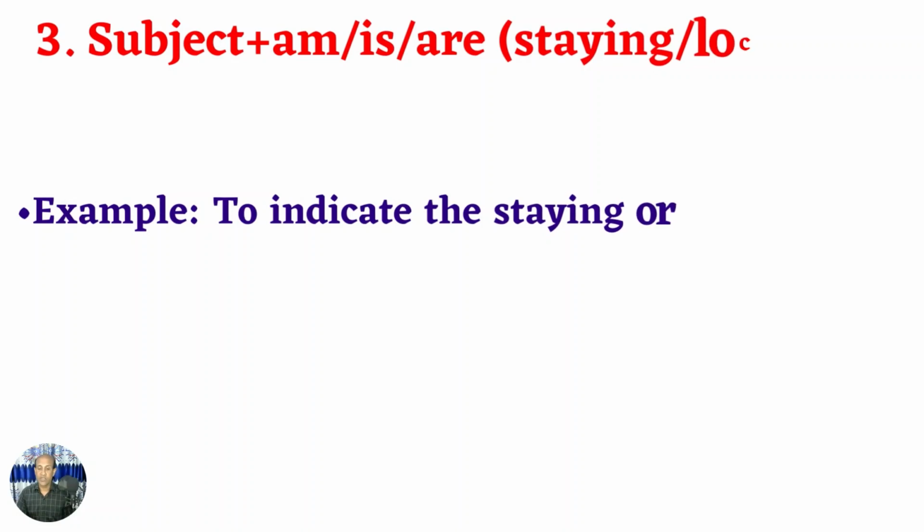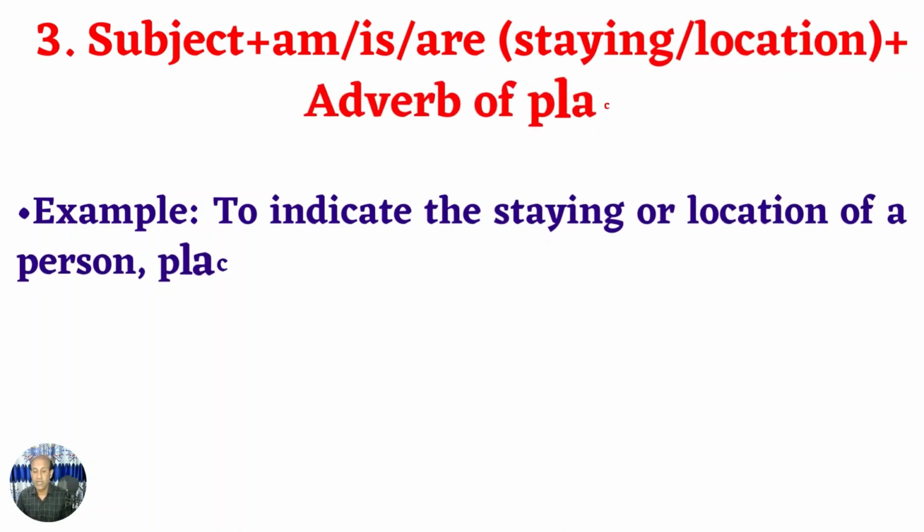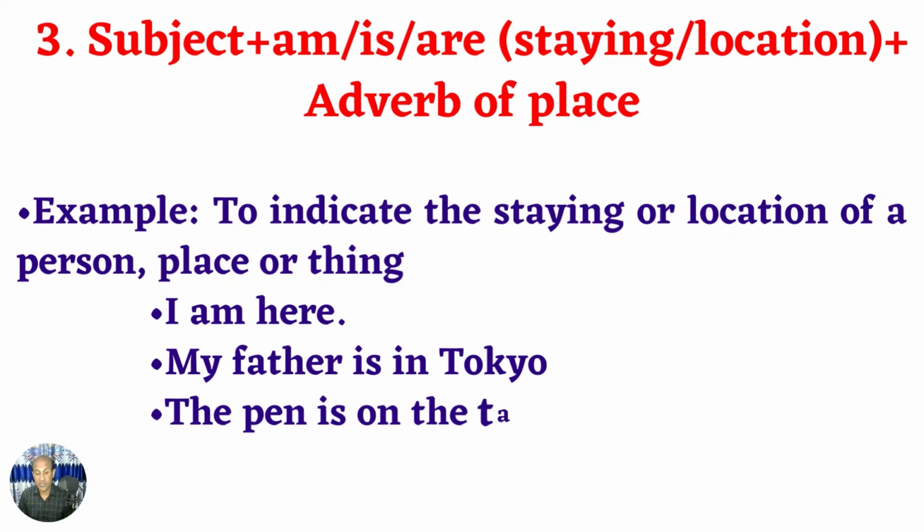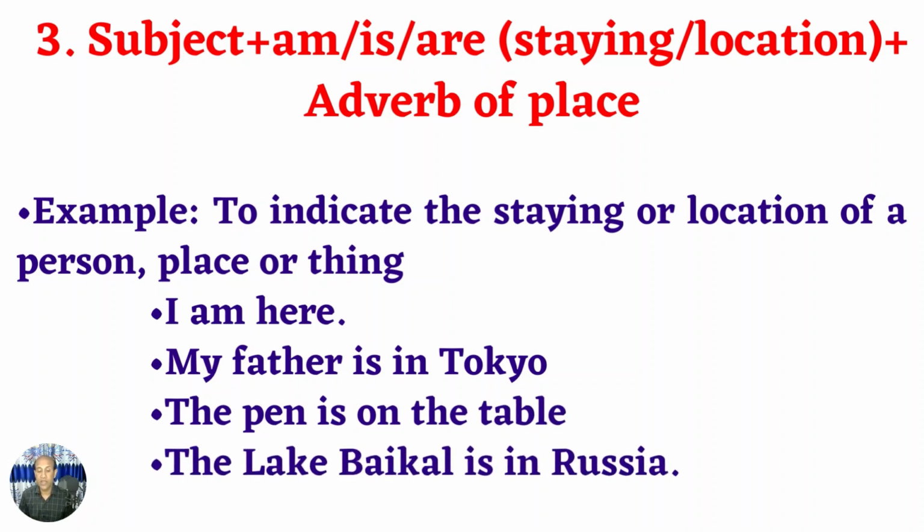Structure number 3: subject plus am/is/are, our staying or location, plus adverb of place. For example, to indicate the staying or location of a person, place or thing: I am here. My father is in Tokyo. The pen is on the table. The Lake Baikal is in Russia.